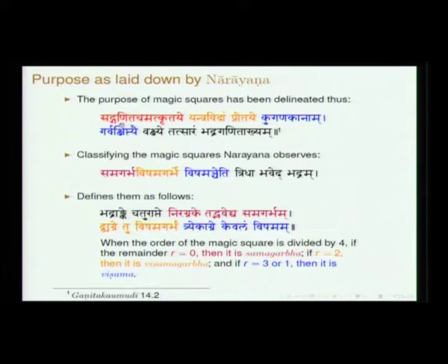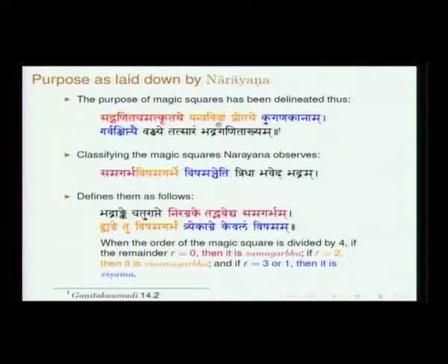Before I proceed further, I wanted to quote a couple of verses stated by Narayana right at the beginning of the chapter. He says, "Sadganita Chamatkritaye Yantravidam Pritaye Kuganakanam Garvakshiptyai Vakshye Tatsaram Bhadraganitakyam." He has clearly stated three reasons. One is Sadganita Chamatkritaye: if you are a good mathematician, then you will enjoy it, or you can excel in a certain forum by knowing this technique. That is Chamatkriti.